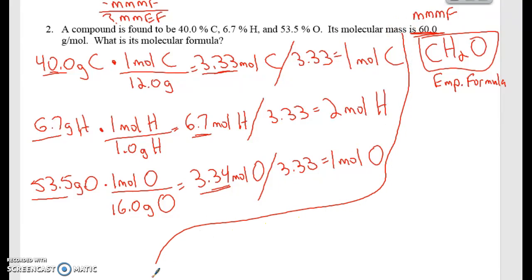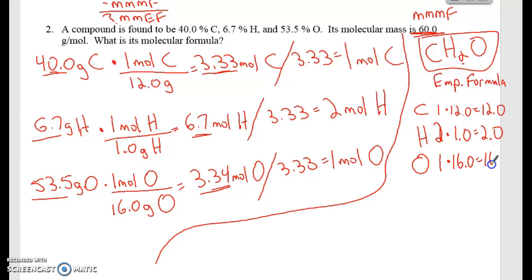So what I have to do is figure out the molar mass of the empirical formula. It's 1 carbon, which is 1 times 12.0. I have 2 hydrogens, which is 2 times 1.0, which gives you 2.0. And oxygen, there's 1 of them. That's 16.0. So when I add this up, I get 30. That is the molar mass of the empirical formula.